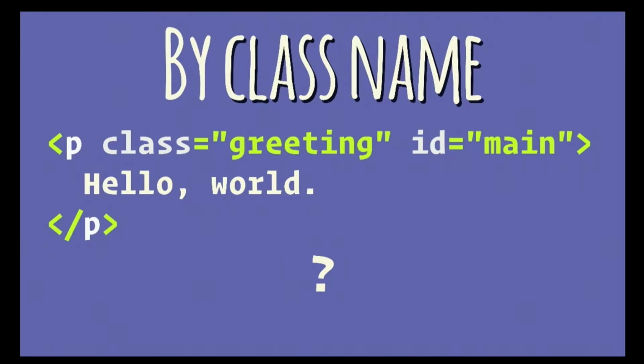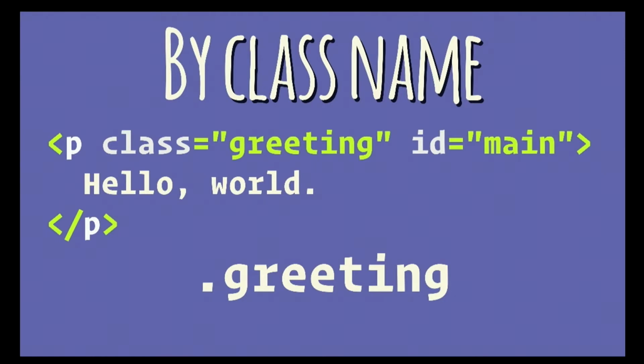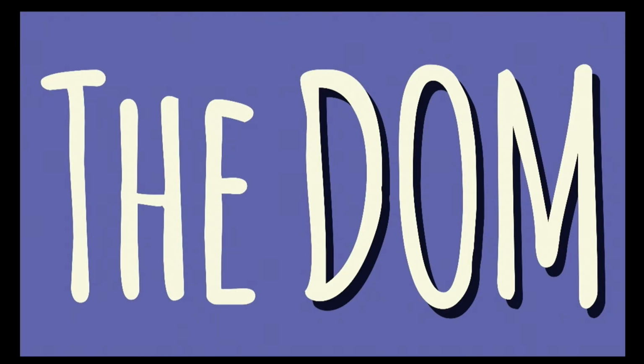How about by class name? It's not hash, it's what? Dot. So dot greeting would do it. So we did some manipulation of ye old DOM, the document object model, the standardized way of messing with the stuff that's in the browser. Back in the dark ages of Netscape versus IE, each browser had their own object model instead of the standard DOM, and everything was terrible. Even more terrible than everything is now, believe it or not.